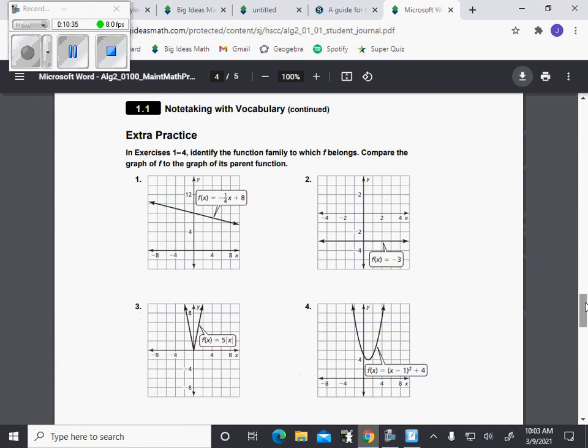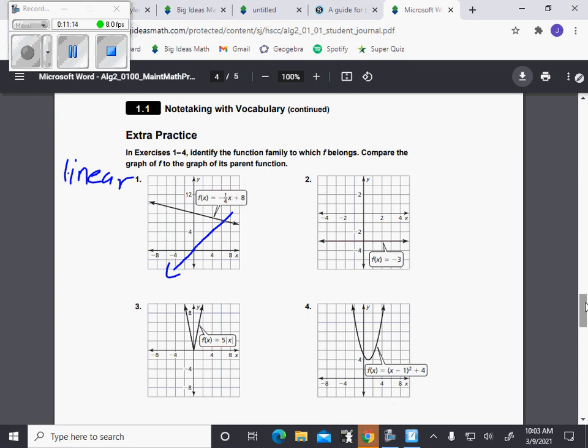Next is 1 through 4. Identify the function family to which f belongs. Compare the graph of f to the graph of the parent function. So we're asked, what function family does this number 1 belong to? Well, it is the linear graph. Linear. And the linear function is y equals f of x, where it's just up 1 over 1 the entire way. Okay, so there's our parent function.